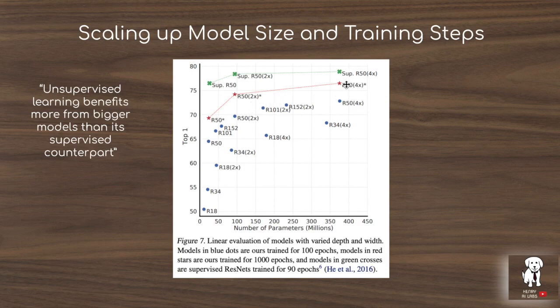And then, differently, these red stars compared to the blue stars and blue circles describe how long you've trained the network for. The blue circles describe training it for 100 epochs compared to red at 1,000 epochs, and green is 90 epochs of training. So you see that even though you get good performance with this unsupervised learning algorithm, it comes at the cost of bigger models and more training time needed.